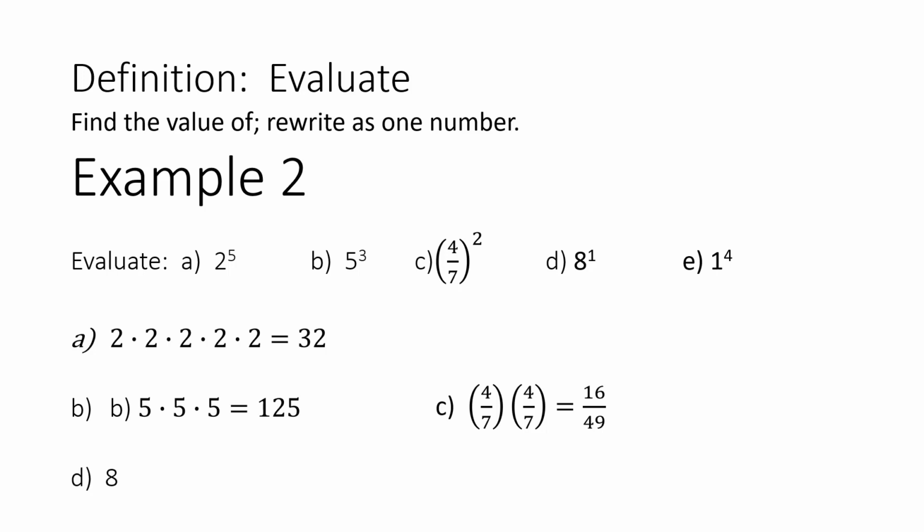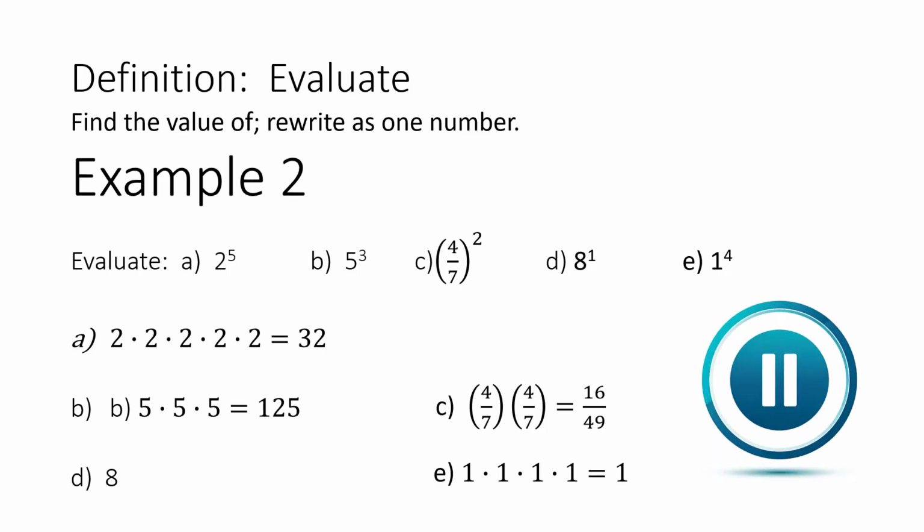When I have a number raised to the 1st power, I can evaluate that as just the base number. When I raise something to the 1st power, I do not change its value. And finally, when I raise 1 to any power, multiplying 1 by itself does not ever change the value of 1. So 1 to any power is just 1. Pause the video now and work on You Try 2.